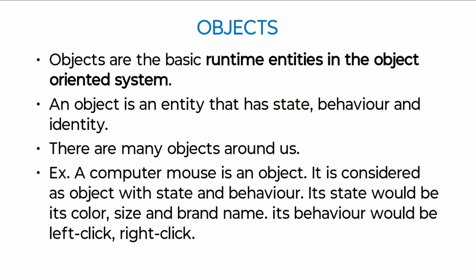So what is meant by objects? Objects are the basic runtime entities in the object-oriented system. An object is an entity that has state, behavior, and identity. We are giving an example: a computer mouse is an object. It is considered an object with state and behavior. In a computer mouse, the state would be its color, size, and brand name. Its behavior would be left click, right click, etc.